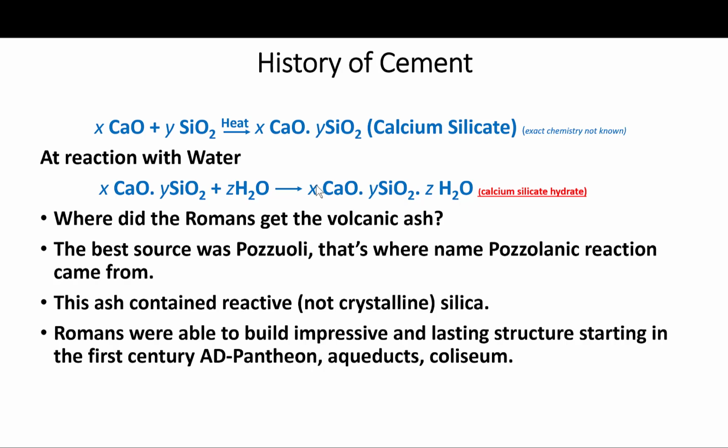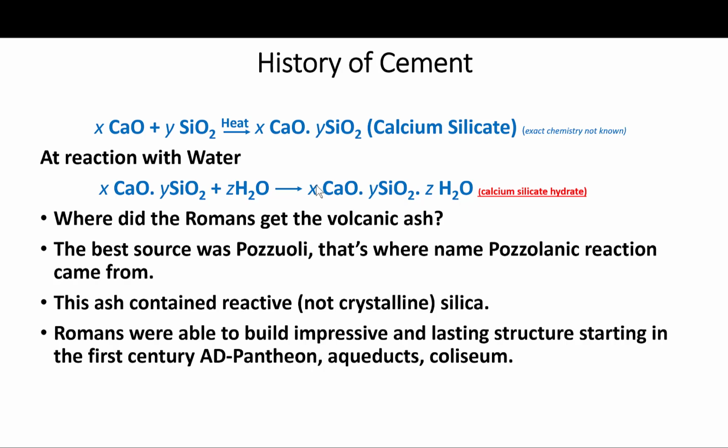So where did the Romans get the volcanic ash? The best source was Pozzoli. That's where the name pozzolanic reaction came from, as we will see later. This ash contained reactive silica, not crystalline, reactive silica.